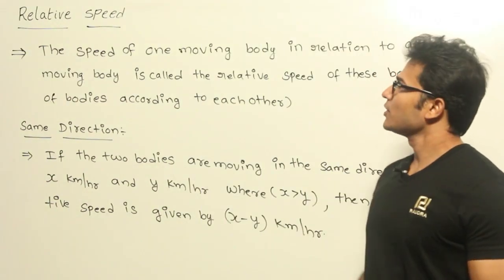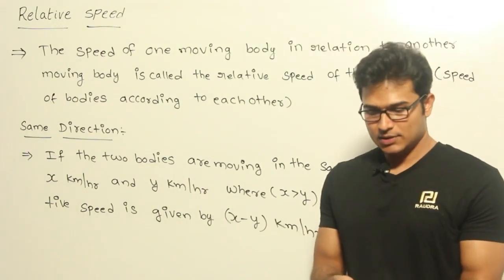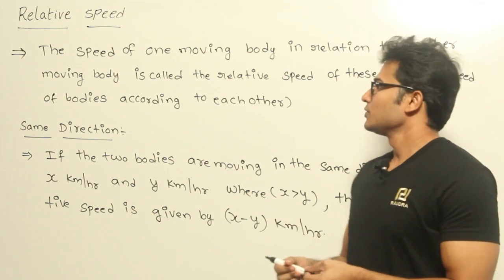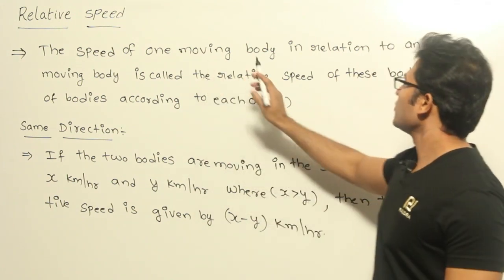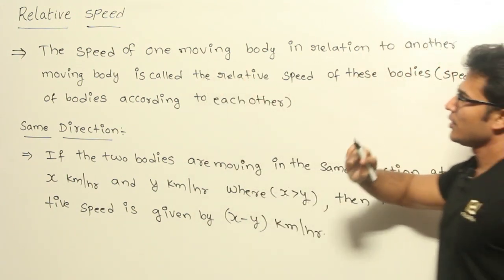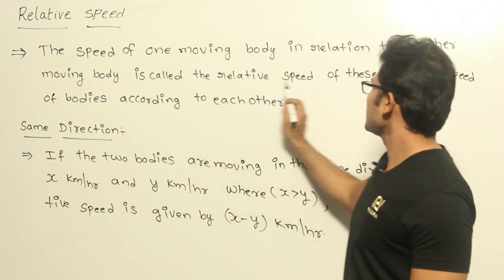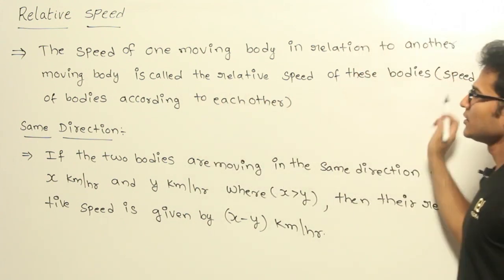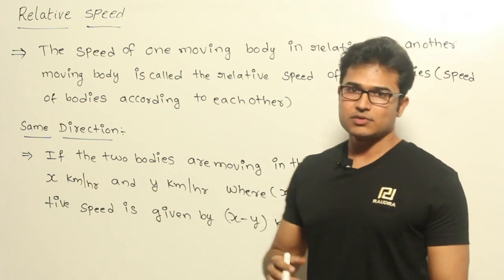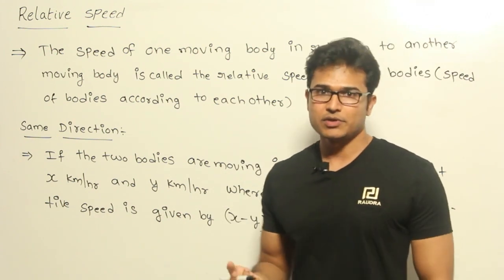Now let's see the concept of relative speed. Relative speed means in reference with something else, right? The speed of one moving body in relation to another moving body is called the relative speed of these bodies. It is nothing but the speed of the bodies according to each other.